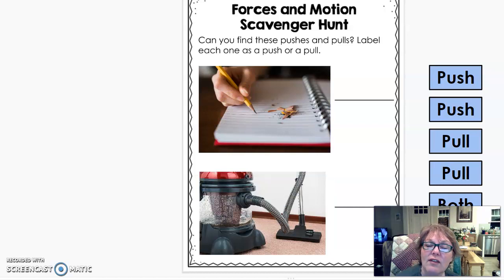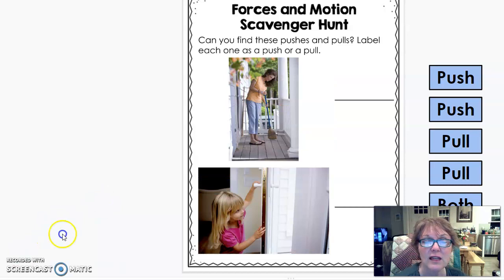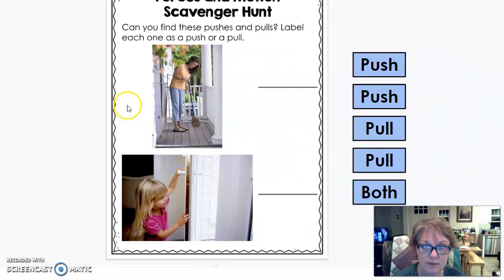Forces and can you find these pushes and pulls? Label each one. So when you are writing on a piece of paper, are you pushing or pulling? When you are vacuuming and you've got the vacuum, are you pushing or pulling or doing both? Okay. And then for slide number 5, move this over a little more even. Can you find these pushes and pulls? Label each one as a push or a pull, or they could be both.